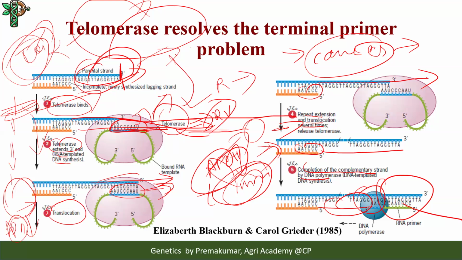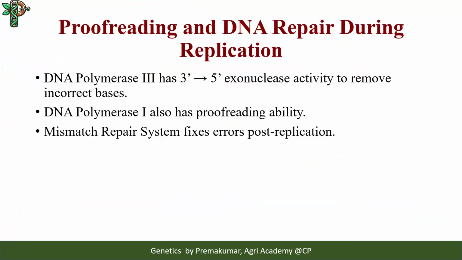Telomerase action. Okay, for us it's not required. Who actually discovered this process? It's many times asked in the exam. Elizabeth Blackburn and Carol Greider actually discovered this end replication problem and the role of the telomerase enzyme in solving this end replication problem in eukaryotes.